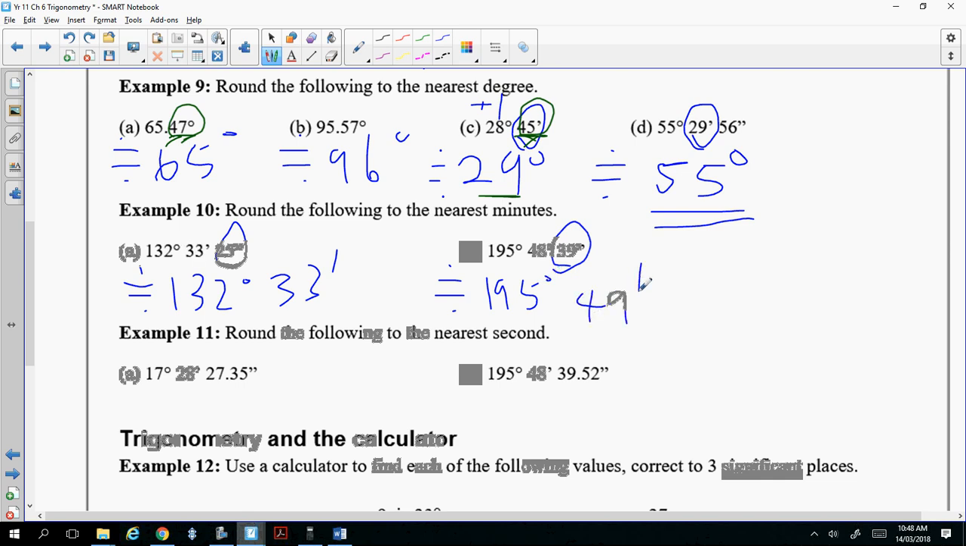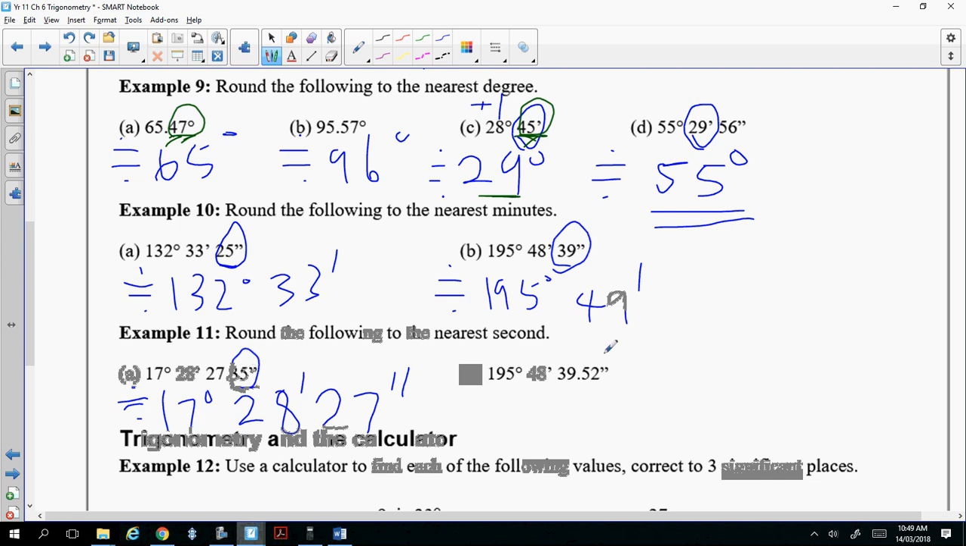Now, how about the nearest second? For the nearest second, we look at the decimal after that. And that decimal is 100. So half of 100 is 50. So that's less than 50. You have to round down. So it'll be 17 degrees, 28 minutes, and 27 seconds. This is not 30. You don't go up if it's 30 or more. You have to look at 0.5. These are in decimal. Okay, all right, good.